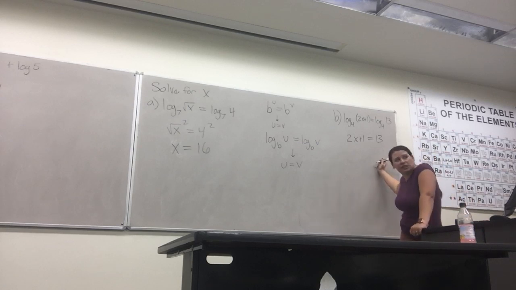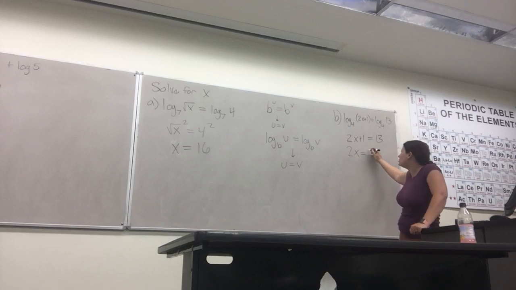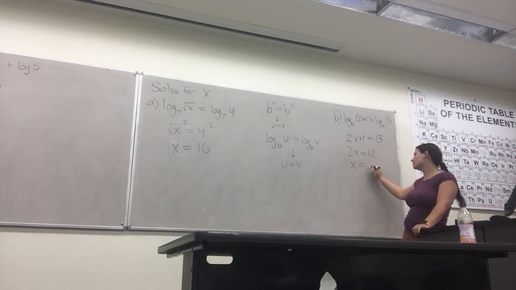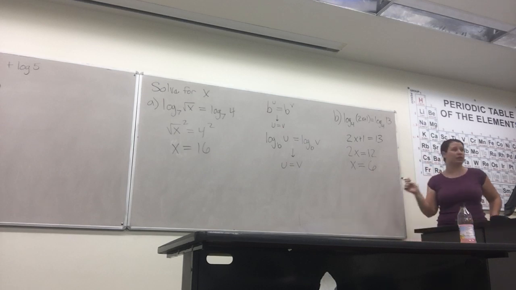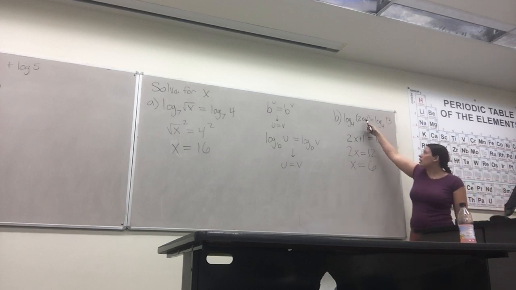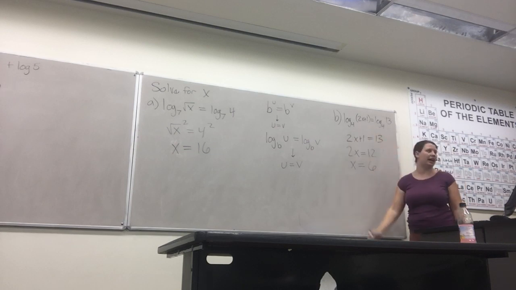So what do we do first? Subtract 1. So 2x equals 12. So then x equals 6. Does this work? 2 times 6 is 12 plus 1 is 13. 13 is valid to have in here, right?